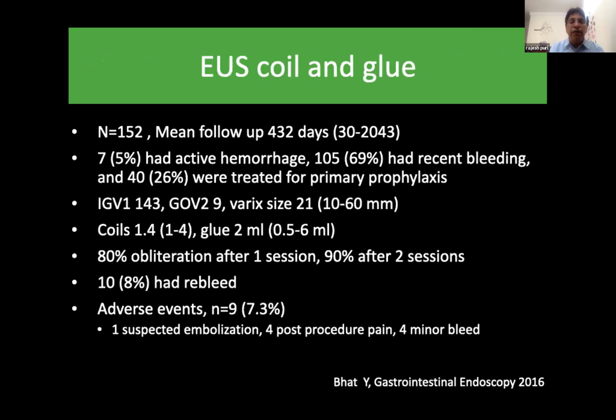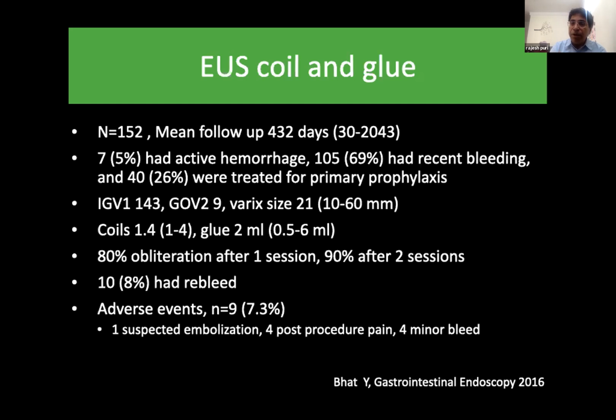They have shown that 5% of the patients had an active hemorrhage, 70% had a recent bleed, and 26% were treated as primary prophylaxis of the fundal varices. Total coil was 1.4, glue was 2 ml, 80% obliteration in 1 session, 90% obliteration in 2 sessions, 10 patients had a rebleed, and adverse events were negligible. They were in the form of minor bleed, post-procedural pain, and 1 patient with a suspected embolization.